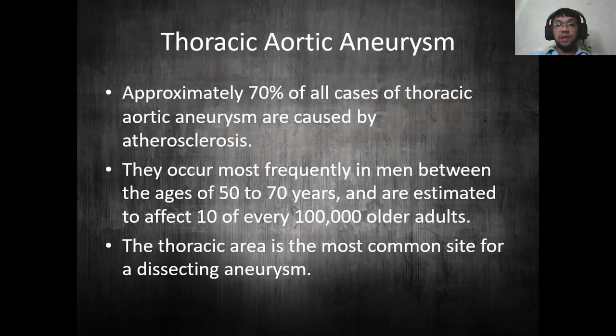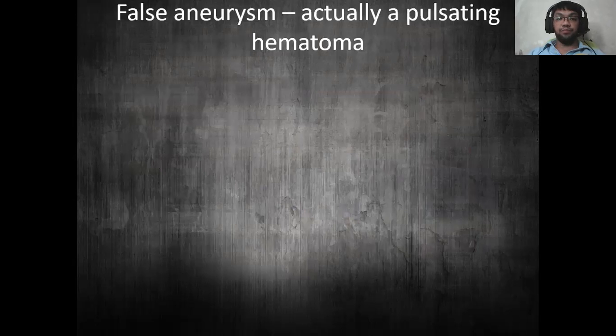Now we go to thoracic aortic aneurysm. Approximately 70% of all cases of thoracic aortic aneurysm are caused by atherosclerosis. They occur more frequently in men between the ages of 50 to 70 years and are estimated to affect 10 out of every 100,000 older adults. The thoracic area is the most common site for a dissecting type of aneurysm.